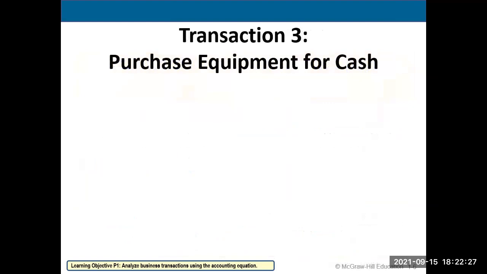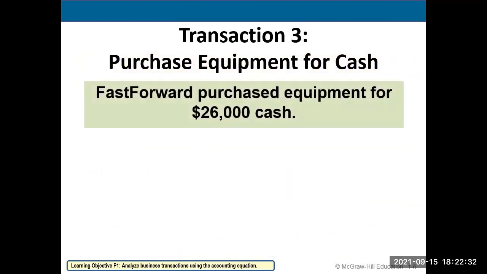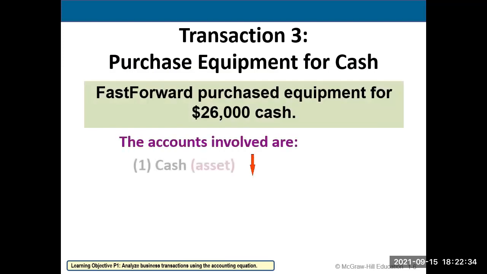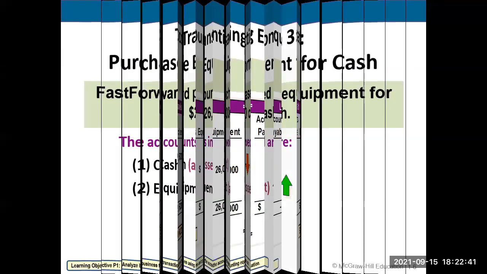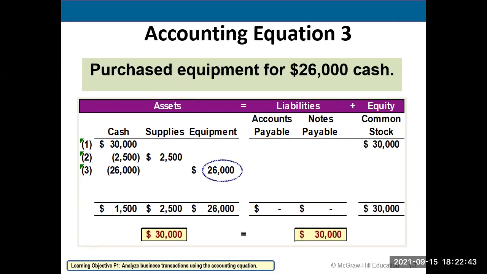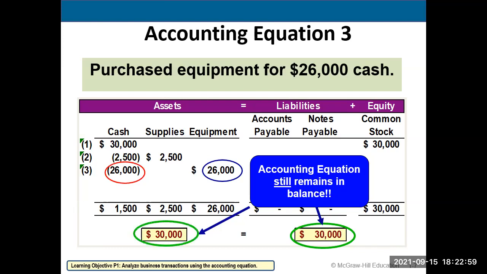All right, let's look at another transaction. We purchase equipment for cash. So we pay $26,000 for equipment. So again, cash will go down, equipment will go up, and again, that's going to impact our accounting equation with a negative to one asset and a positive to another asset. So the total overall is that assets stay at 30,000, and our liabilities plus equity didn't change again on that one.